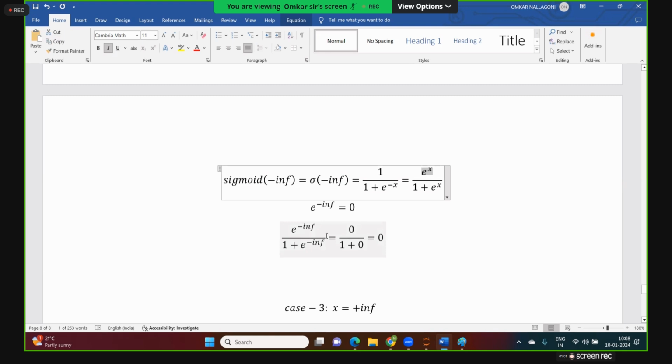Any doubts in this? We already modified. Again, you modified, it will keep on modifying only. That is because e power plus infinity, you can't write that. That is the indeterminate form, right? That's why we target only e power minus infinity. How can you convert into e power minus infinity? That's why we converted here.